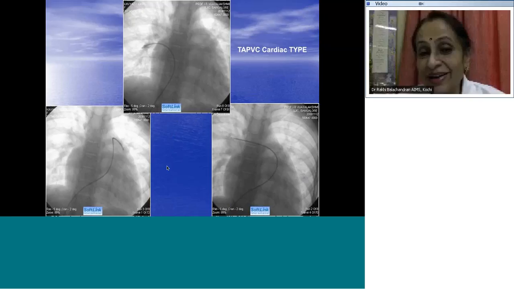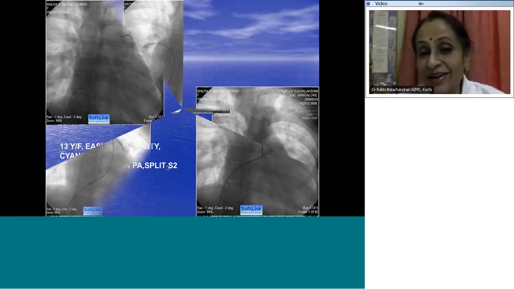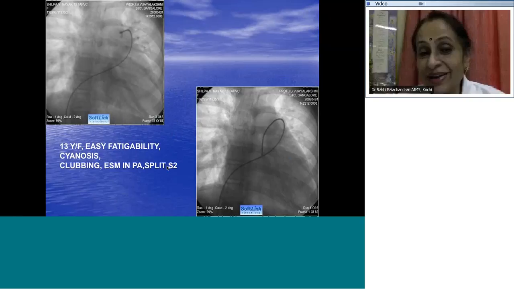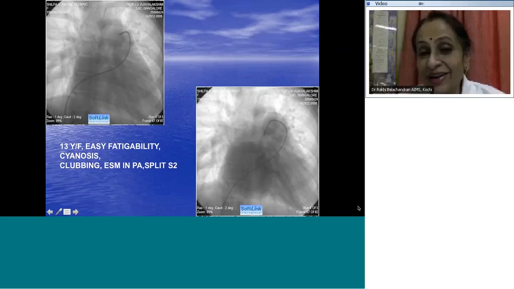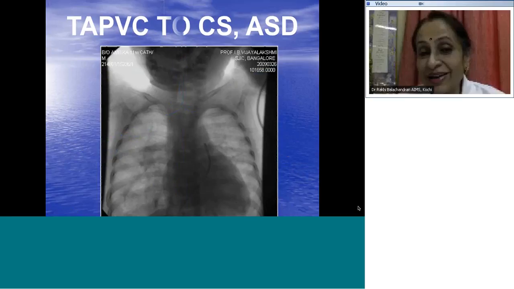This is the cardiac TAPVC, cardiac type. So draining into the coronary sinus, that is intracardiac. For the surgeon, that is the easiest one to think. So where is this now? Catheter. Okay, this is the cardiac type.